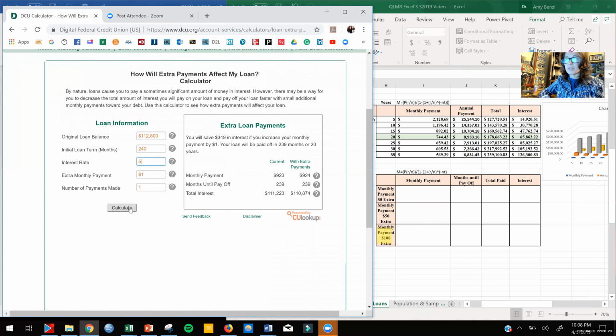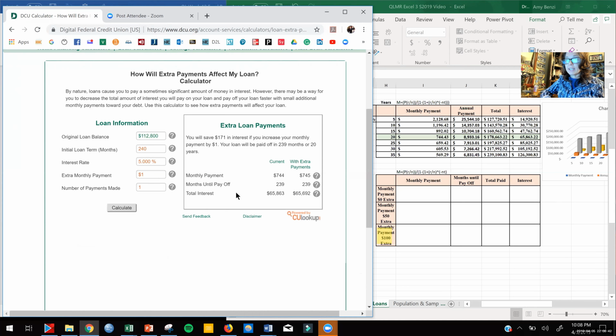Okay, so then extra payment, it doesn't let you put 0, so I just put 1 because that'll get us close enough to 0. And then we are going to say we've only made 1 payment so far. And you guys can put this in here for any of your amounts. Change it. Check out for yourself how much you can save. This is an amazing tool.